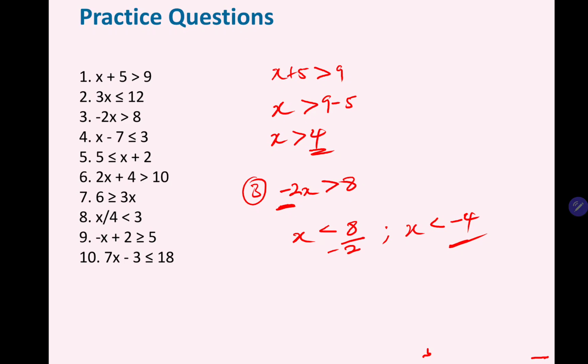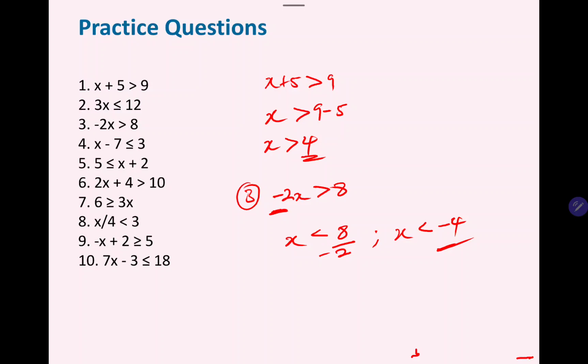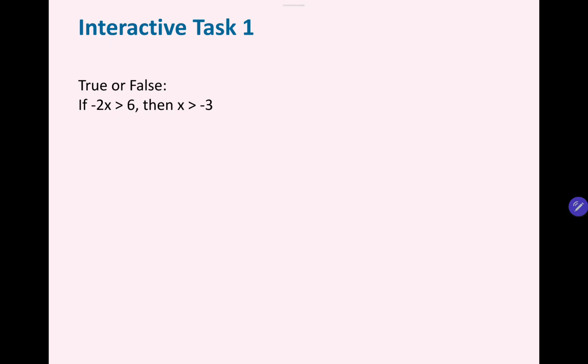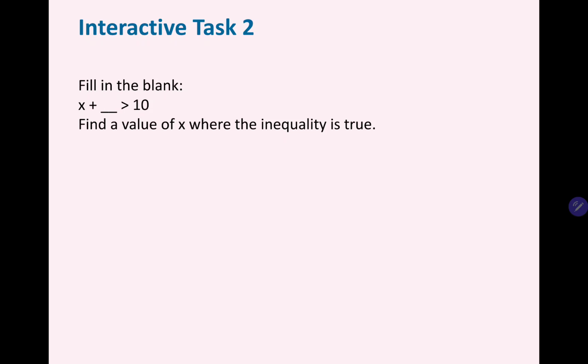We'll look at the interactive task. This is a true or false question as usual. If minus 2x is greater than 6, then x is greater than minus 3. True or false? Fill in the blank: x plus what is less than 10. Find the value of x where the inequality is true.